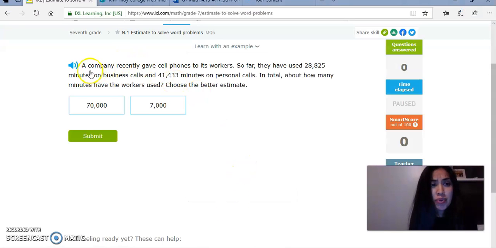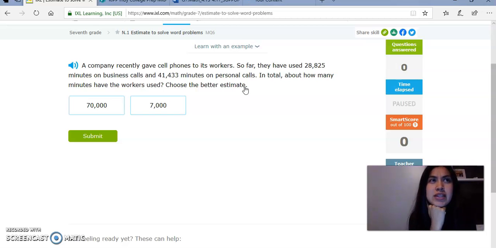So let's look at this example. It says a company recently gave cell phones to its workers. So far, they have used 28,825 minutes on business calls and 41,433 minutes on personal calls. In total, about how many minutes have the workers used? Choose the better estimate.